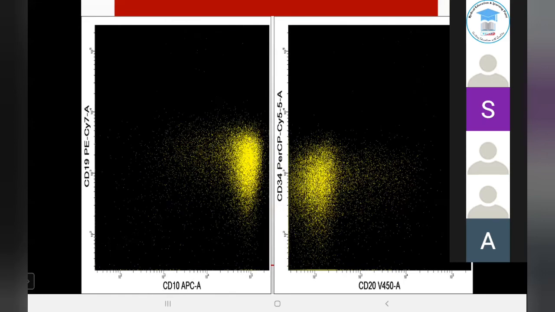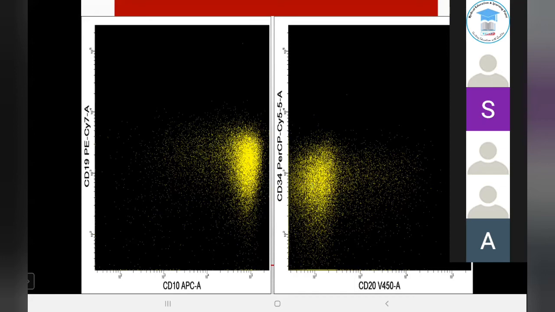Now, can somebody tell me the markers here? This is the 34, 19 positive and 10 positive. 10 positive, 19 positive basically means? Again, B cells. What is the 20 here? Ma'am, 20 is negative. Very right. What about the 34? It's heterogeneous positive. 34 is positive. So again, it's a population of blast.